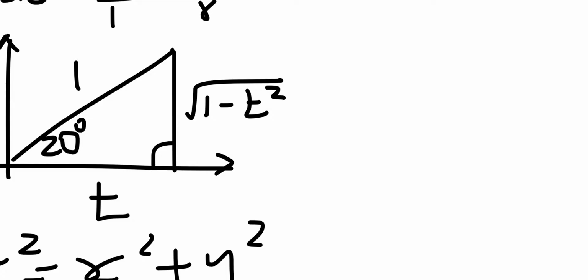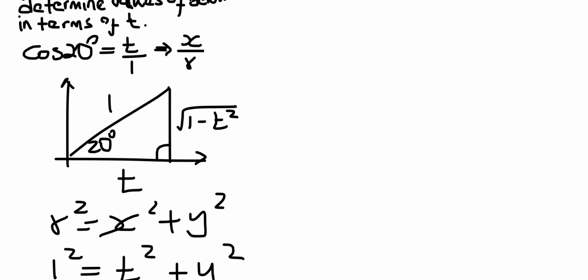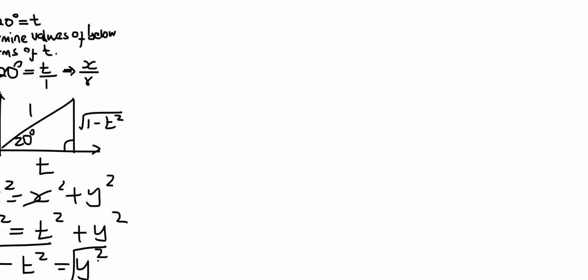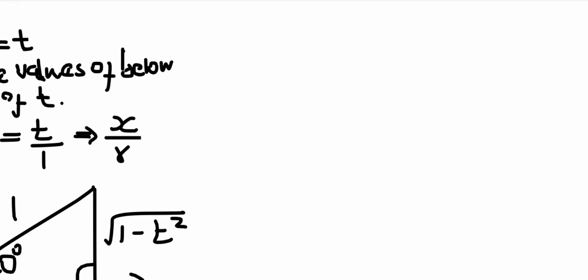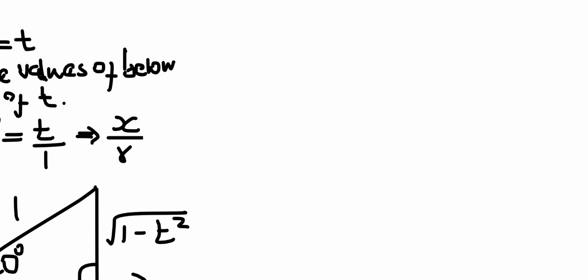You might need to be aware that sometimes it can be given to you as sin 20 equals t, or maybe tan 20 equals t. You just need to know the trig ratio that you are given, and then complete your right-angled triangle. So now we are going to start answering the questions, where they said if cos 20 degrees is equal to t, determine the value or values of the following in terms of t.